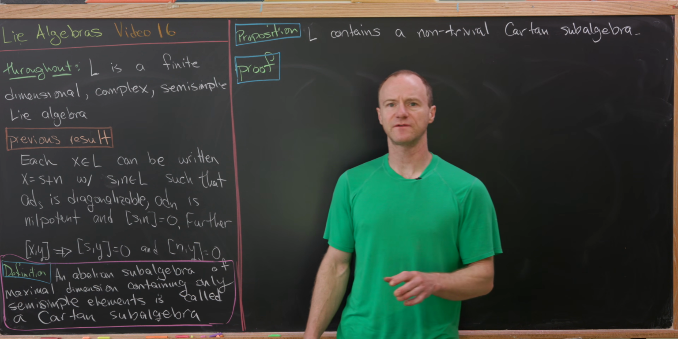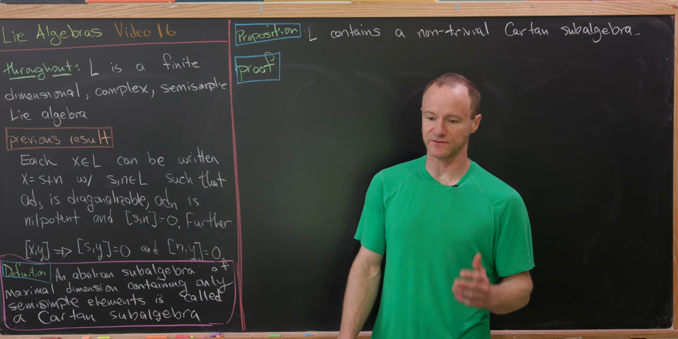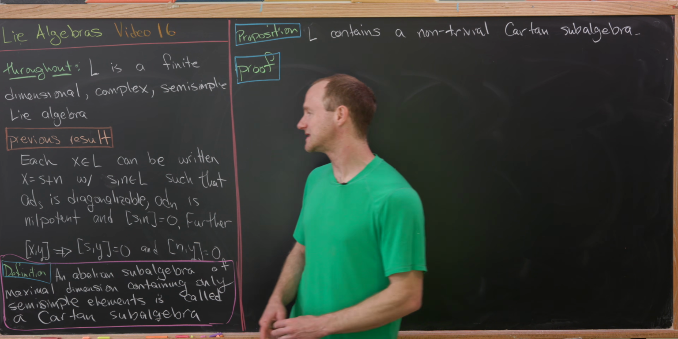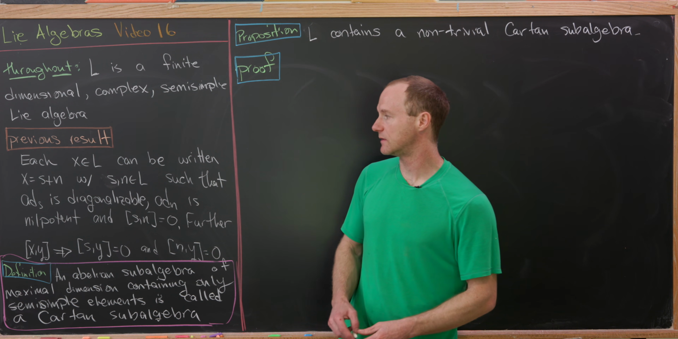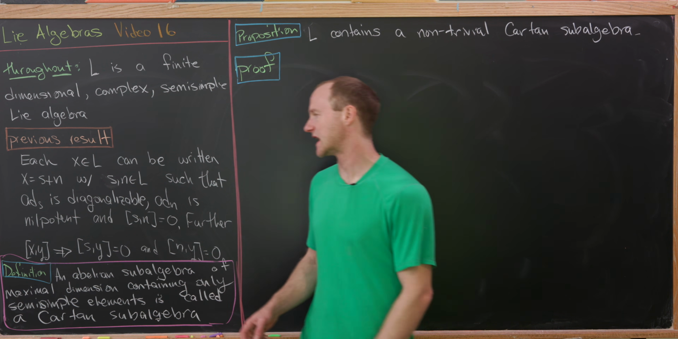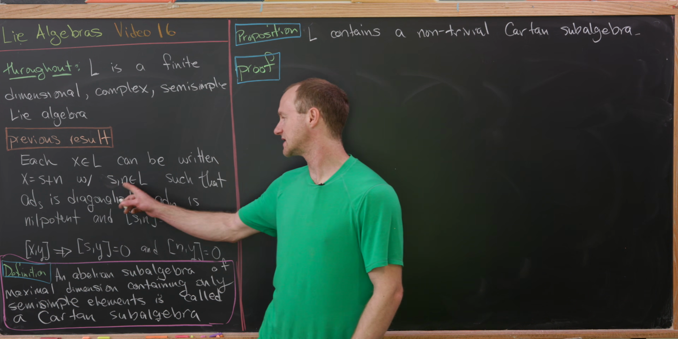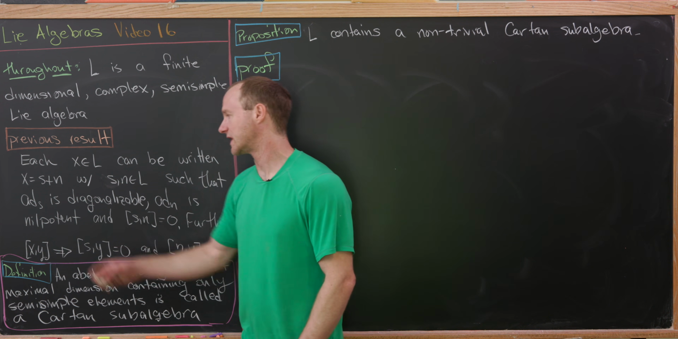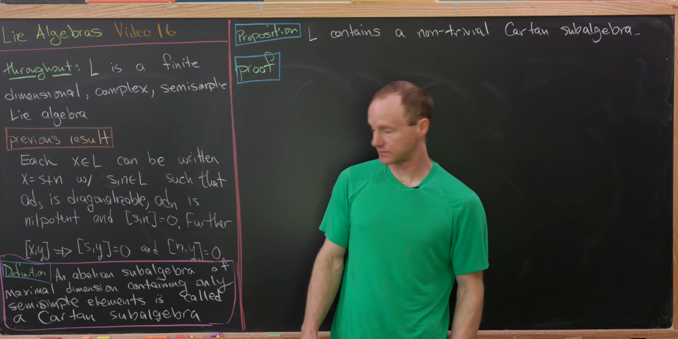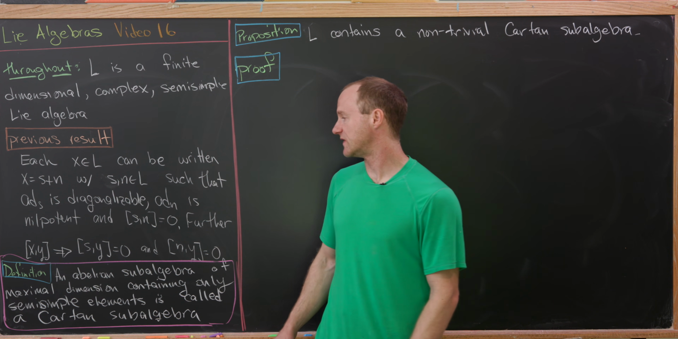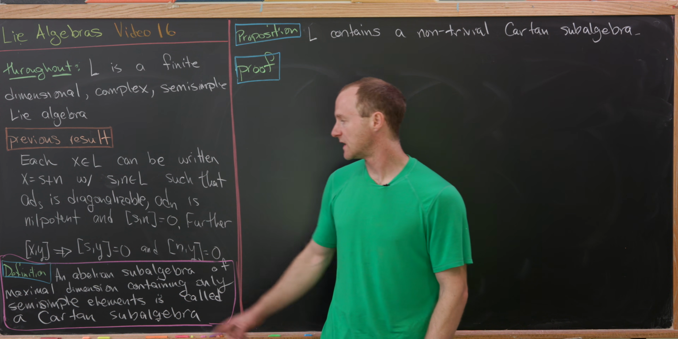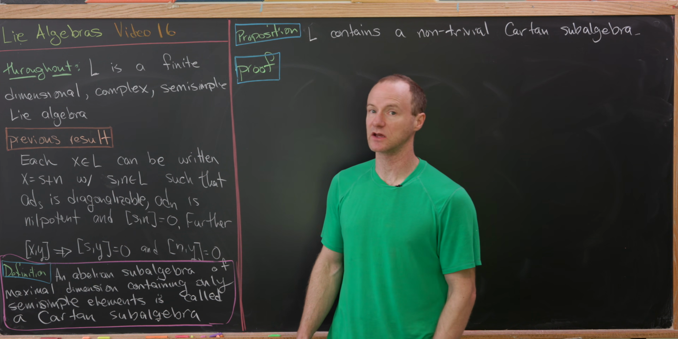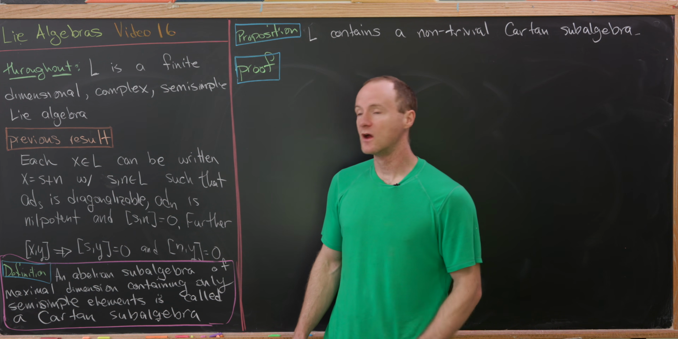Then we're going to use the following previous result a few times, so I thought that I would recall it. Each x in L can be written in the form x equals s plus n, where s and n are in L, where the adjoint action of s is diagonalizable, the adjoint action of n is nilpotent, and the bracket of s with n is 0. In other words, s and n commute with each other.